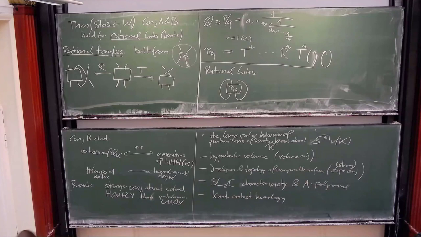You raised the question: is there an analog for conjecture A of a relation between vertices and generators? Is it only for B?